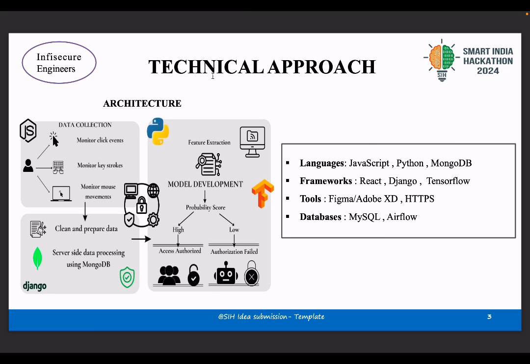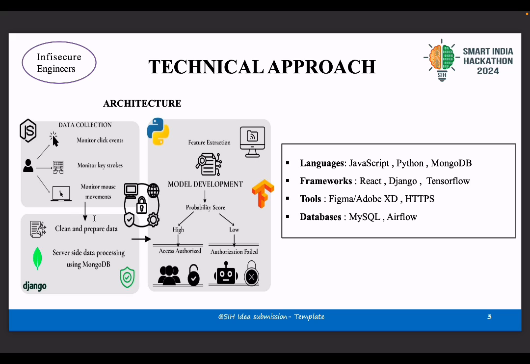Now, what will be our approach? Let me take some time to explain our project's architecture. First and foremost, the initial step will be data collection. We will be collecting the behavior of the user, that is, monitoring click events, keystrokes, and mouse movements. We will be collecting it using JavaScript, the language we are using in the front end. We will collect it with their permission, and then send it to the backend of our service.